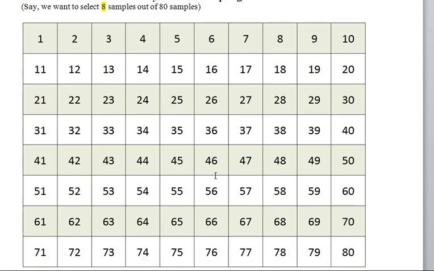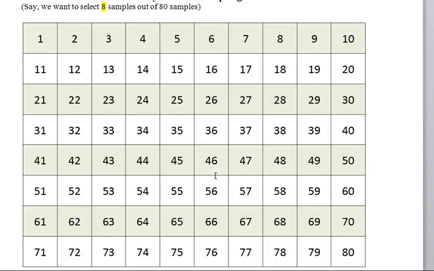Still same 80 people, 80 samples. Another way is to do systematic sampling. How this works is very simple. I'm lazy, let's say I still want to pick 8. Since I want to pick 8 out of 80, I take 80 divided by 8. I will get 10.